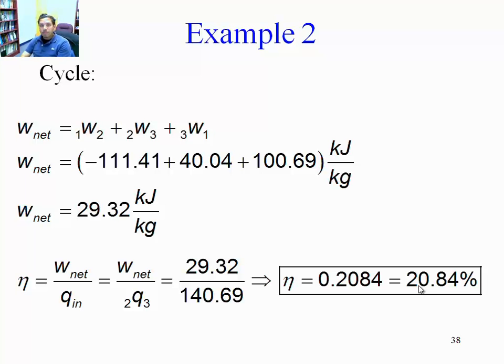All right? So this is the implementation of the concepts of the second law of thermodynamics, the calculations of entropy, for the case of processes involving ideal gases, for both the constant specific heat model and the variable specific heat model.